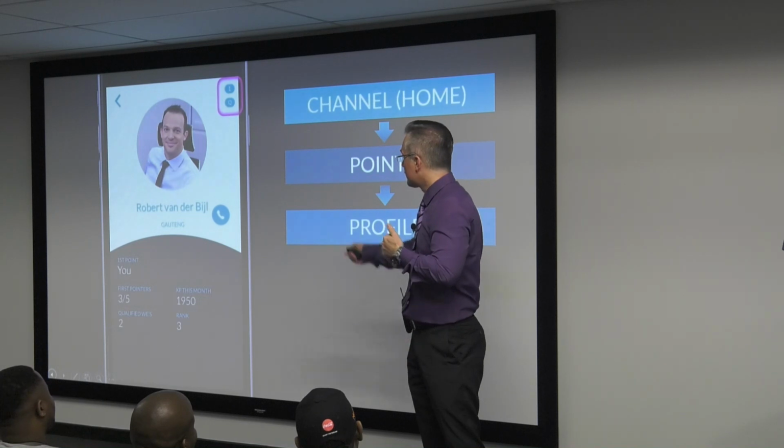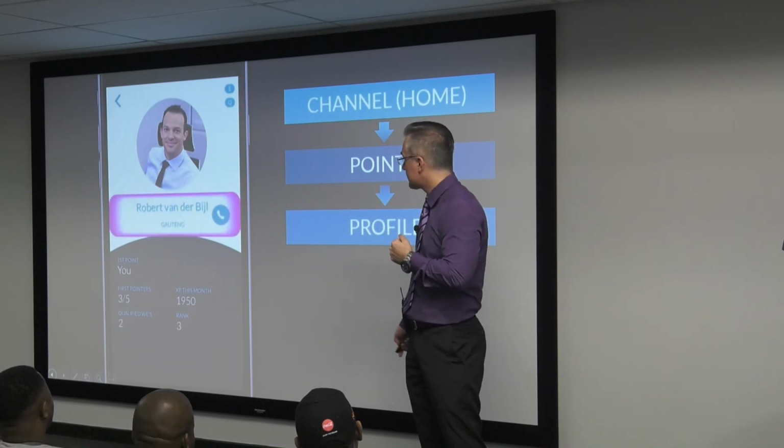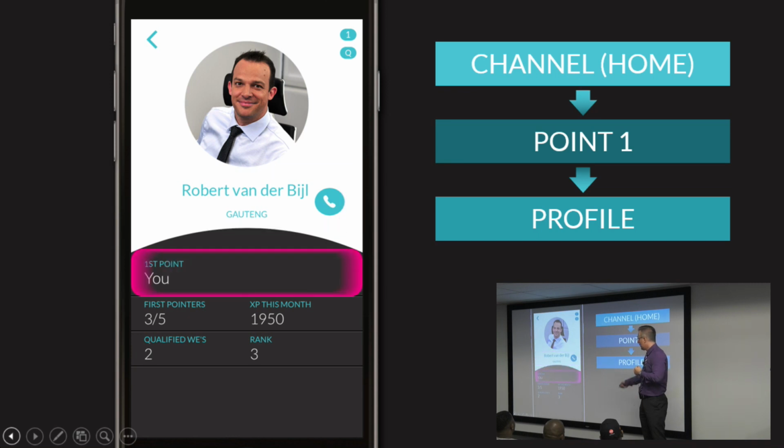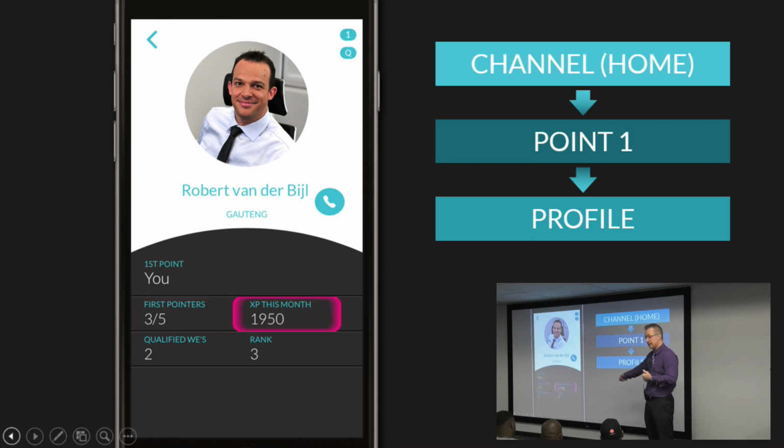Okay, all right. It shows you whether he's qualified, what rank he is, what his name is, where he lives. All right, who's his first pointer? Who's the person who introduced him? It'll tell you. It'll say you if it's you. Otherwise, it'll have the name of the person. All right, how many people in his channel and how many have paid? Okay, whether he's active or not during the month. Okay, how many qualified wealth engineers does he have in his channel?